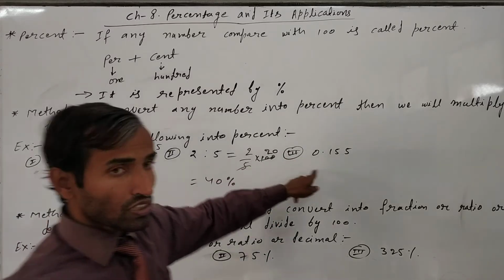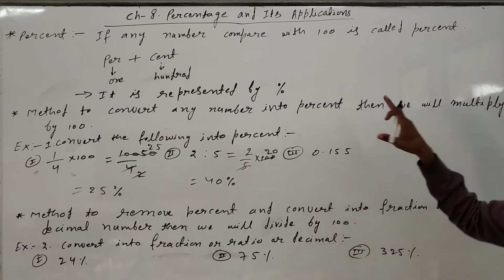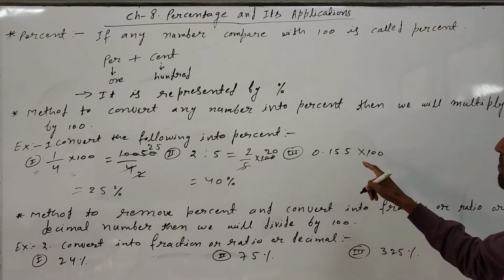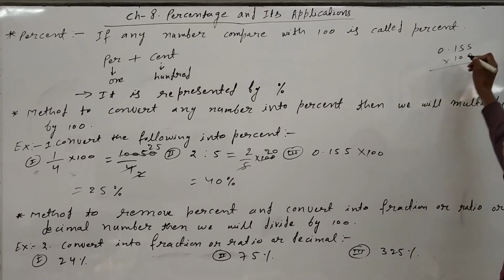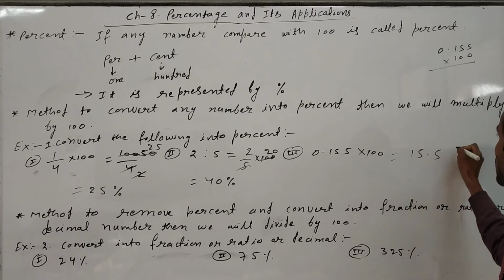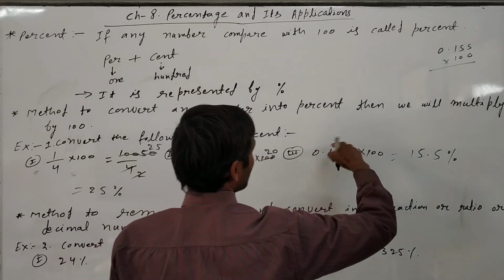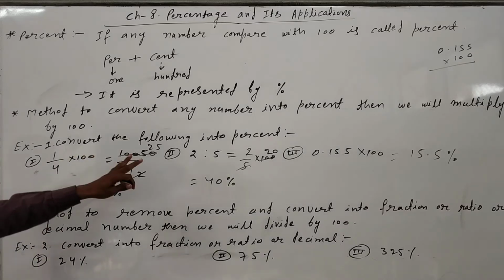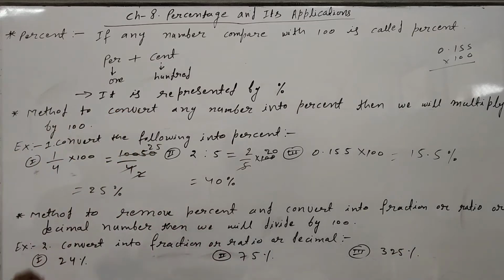Now here question number 3, 0.155 is given. This one is a decimal. We have to convert it into percent, so again we multiply by 100. If you do the multiplication like this, you will get 15.5%. Because the decimal point moves 2 places to the right. So this is the method to convert any number into percent: we have to multiply by 100. Remember that.